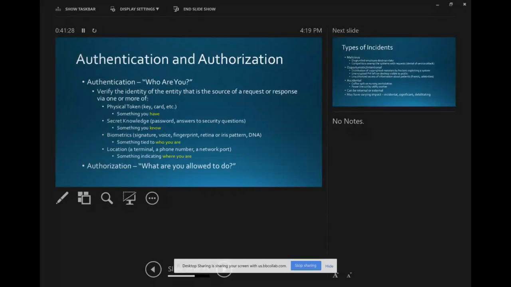Authorization, on the other hand, is, okay, now I know who you are, what are you allowed to do? So even if I could log into a terminal at a nursing station, if I tried to open Epic, it won't let me because I'm not authorized to see Epic.